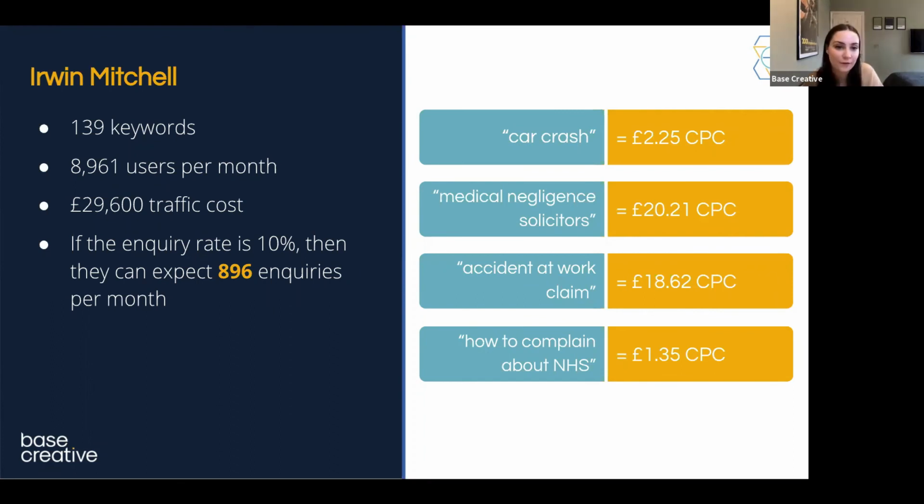If they did appear for all of these 139 keywords, they could look to attract 8,961 users per month through their advertising, which could help them bring in potentially 896 new inquiries a month. So we can see through both of these examples that there's a lot of money to be spent for these terms, but there is a lot of potential for them as well.